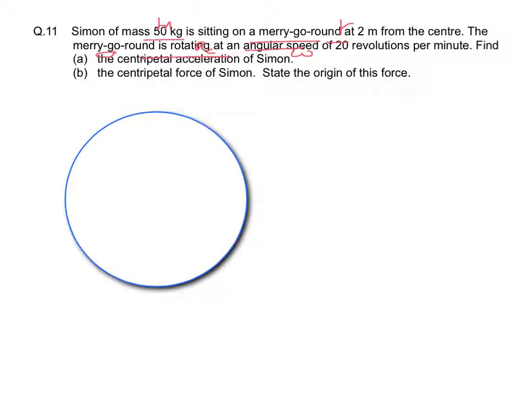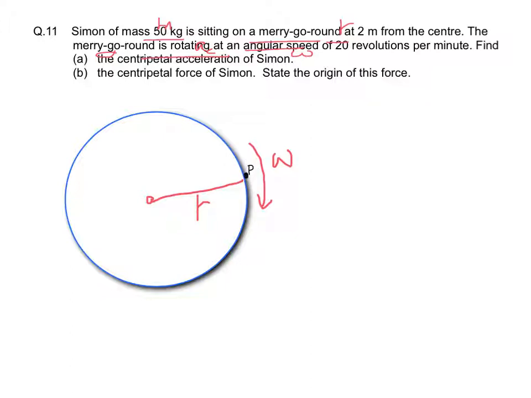Let's have a top view of the merry-go-round. Let O be the center of the merry-go-round. It's rotating at an angular speed omega in a clockwise direction, and the radius is R. And consider Simon is sitting at the position P.